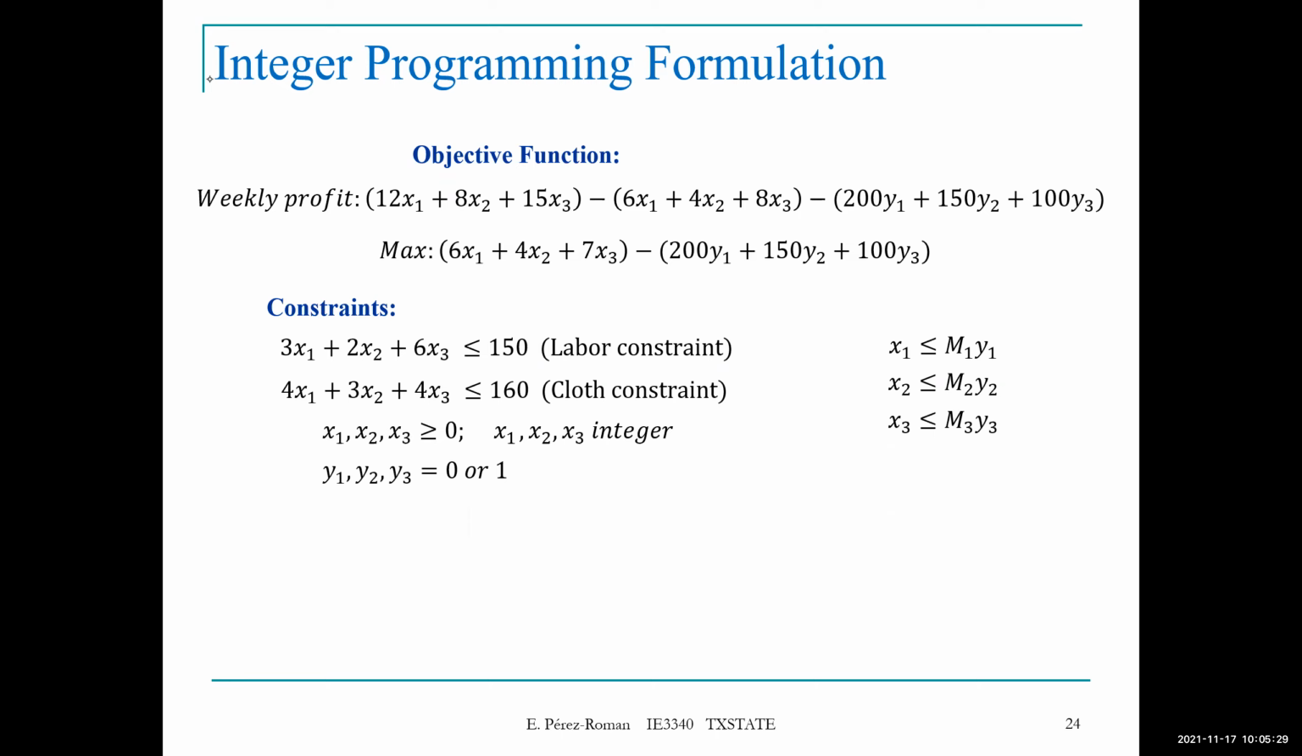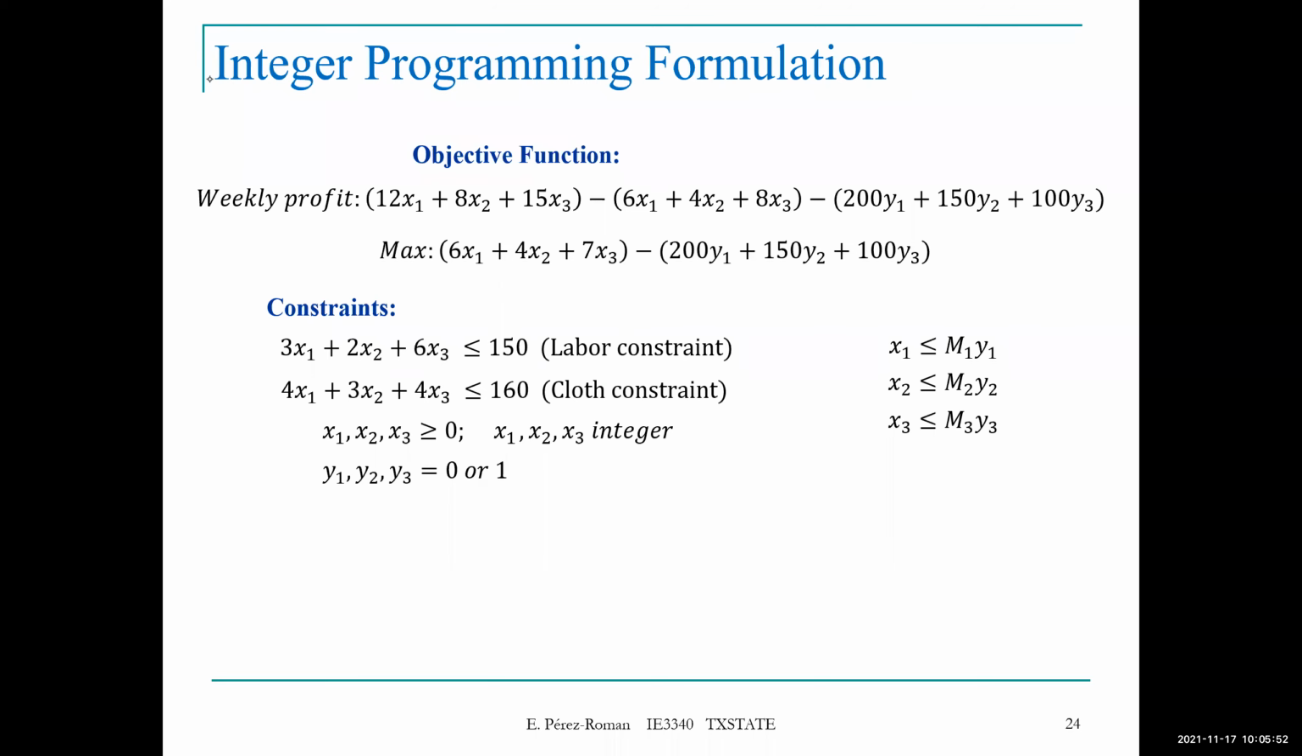This constraint is just a modeling trick that is forcing Y to be greater than 0, in this case 1, if you decide to produce anything. Like if you decide to produce X1, then this constraint is going to force Y1 to be 1. Because you are multiplying that, let's say, by 1,000.